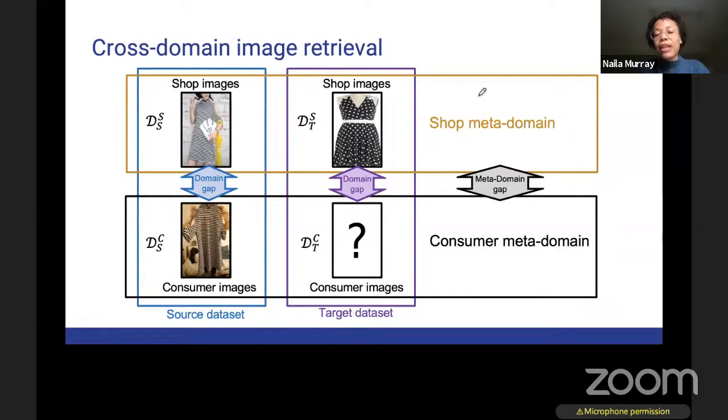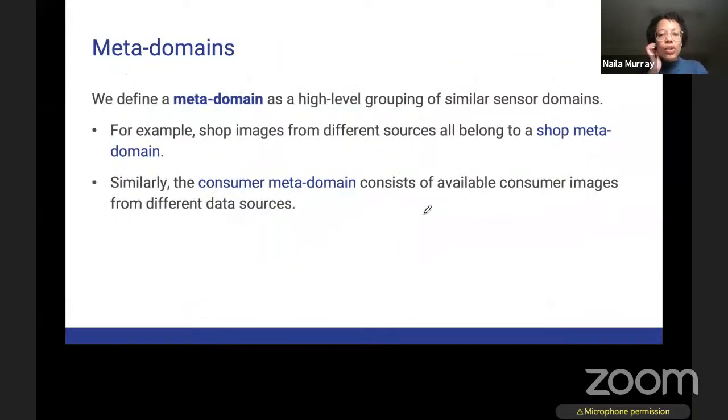We would expect that, generally speaking, shop images are perhaps higher quality, a bit more professional looking than consumer meta domains. And we expect this gap to be consistent across specific data sets. So just to reiterate, we define a meta domain as a high-level grouping of similar sensor domains. For example, shop images from different sources all belong to a shop meta domain. Similarly, the consumer meta domain consists of available consumer images from different data sources.